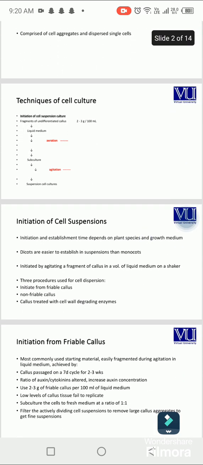Techniques of cell culture. In the initiation of cell suspension culture: fragment of undifferentiated callus, liquid medium, aeration, subculture, agitation, suspension cell cultures.